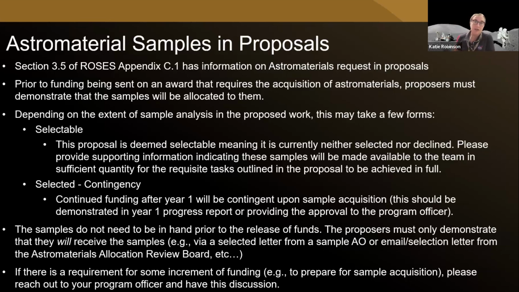The proposals can also be selected with a contingency, in that continued funding after year one or another period of time will be contingent on sample acquisition. This should be demonstrated in the year one progress report or by providing approval to the program officer. You do not need to have samples in hand prior to the release of funds. Proposers must only demonstrate that they will receive the samples. So you have a letter from a sample announcement of opportunity or an email selection letter from the Astromaterials Allocation Review Board, et cetera.